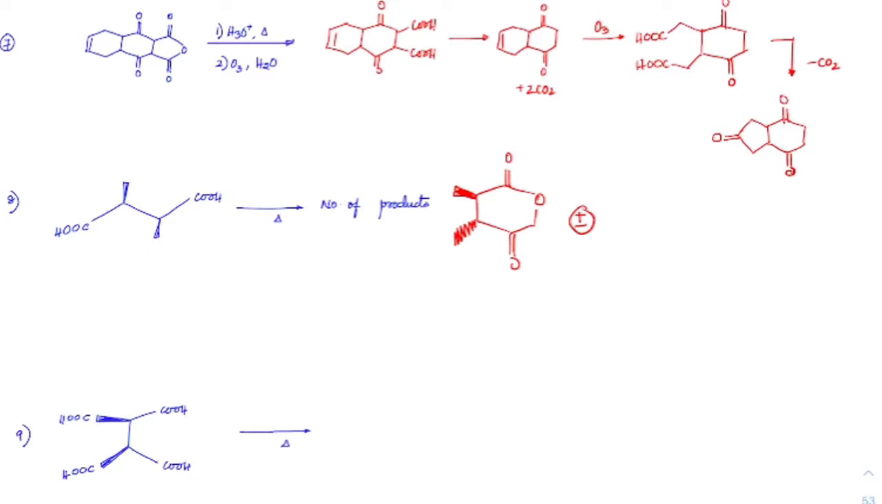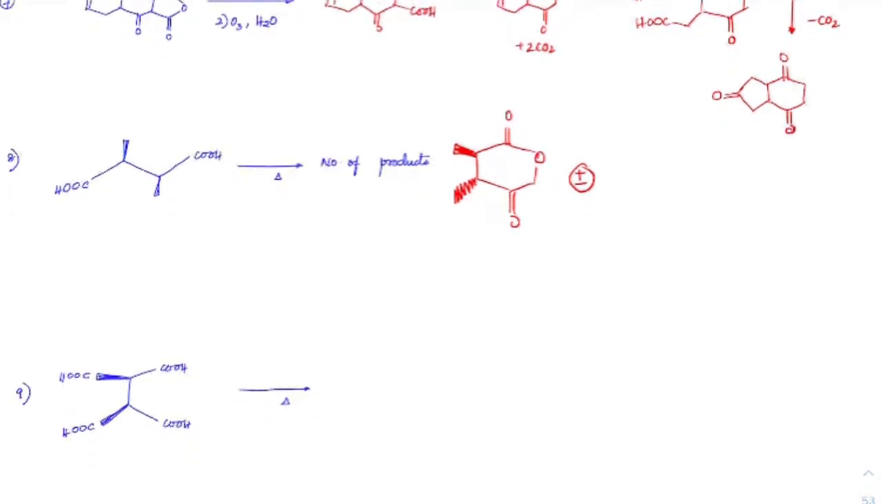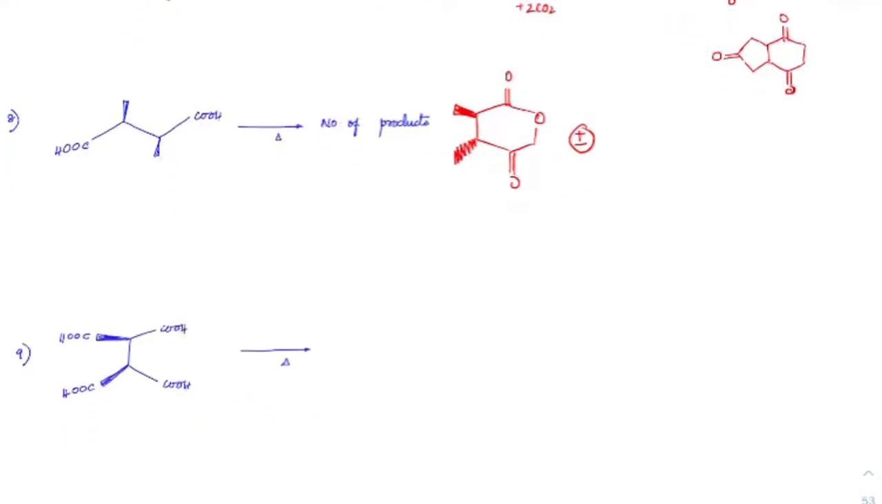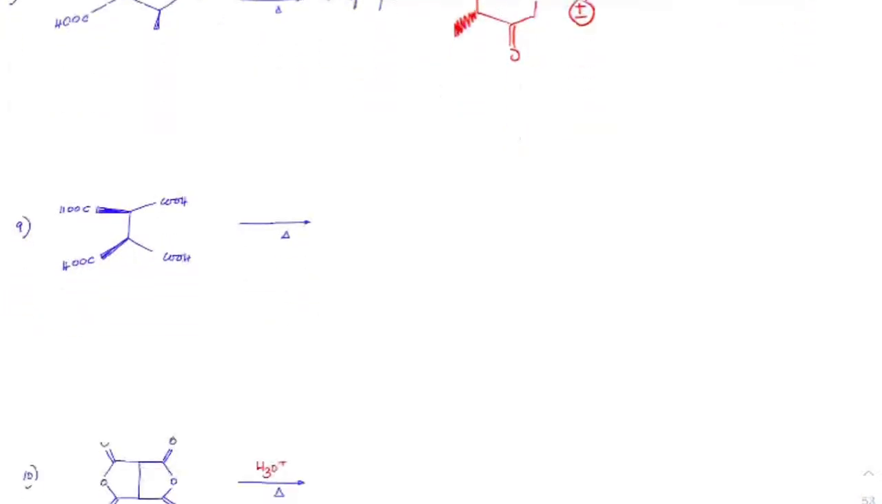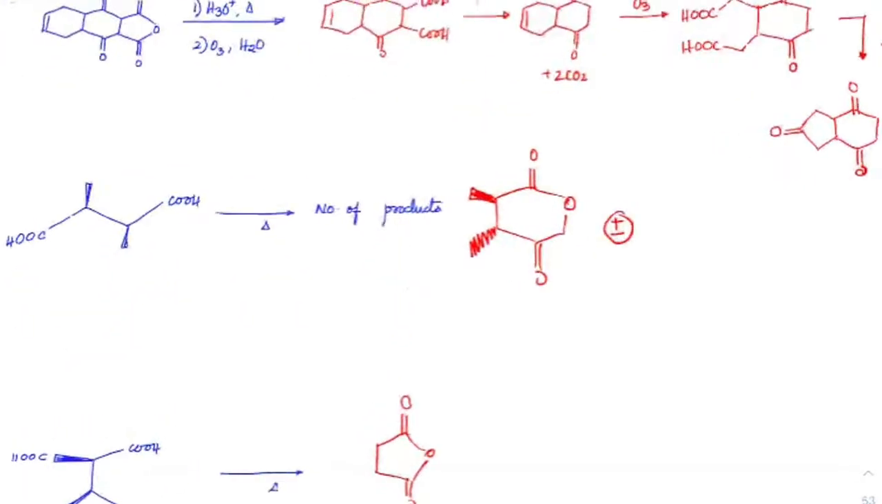Got it? I hope you guys understood that. Right, check out the next one. Next one is also an anhydride form here. Sir, once again, about one, can you explain? Which one, beta? Eighth one.